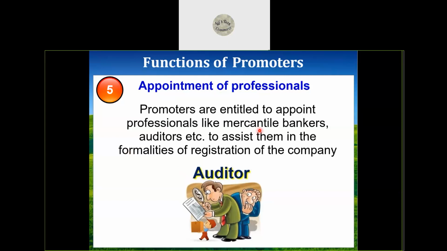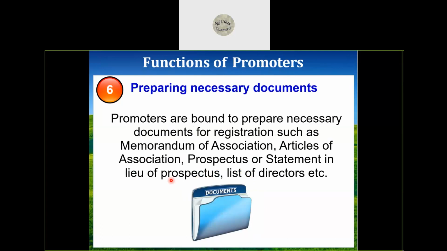Promoters are entitled to appoint professionals like mercantile bankers, auditors, etc. to assist them in the formalities of registration of the company. कंपनी का जब रजिस्ट्रेशन हम कराएंगे उस टाइम हमें बहुत सारे प्रोफेशनल्स की ज़रूरत है, क्योंकि हम कॉन्ट्रैक्ट्स में भी एंटर करेंगे लेटर ऑन when we will be purchasing the factory building and other things. We will be purchasing the raw material, so we need professionals for that.